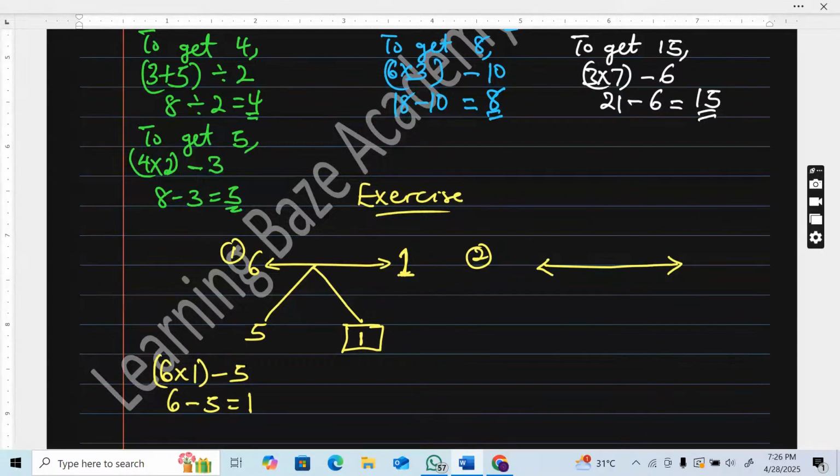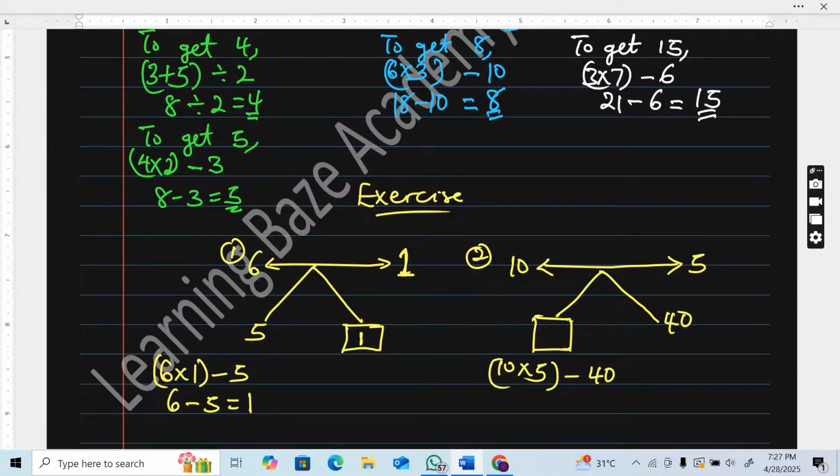Okay, the next one, we have 10, 5. Then we have 40. Below on the left, we don't have any number. So how do we get this number? Just exactly the way we did number 1. That will be 10 times 5 minus 40. So that is 50 minus 40 is equal to 10. So the answer to number 2 is 10.